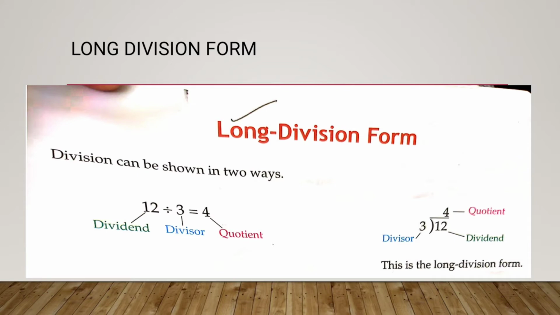So children, when you divide 12 by 3, you will read the table of 3 until you get 12. So children, 3 1s are 3, 3 2s are 6, 3 3s are 9, 3 4s are 12. So 3 4s are 12. Here 4 will be your answer, and children, 4 is the quotient.